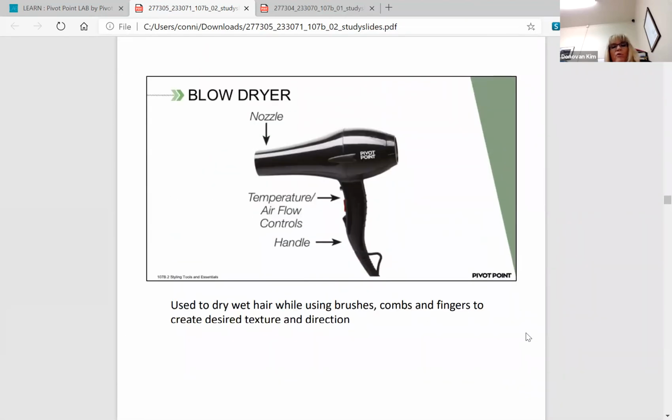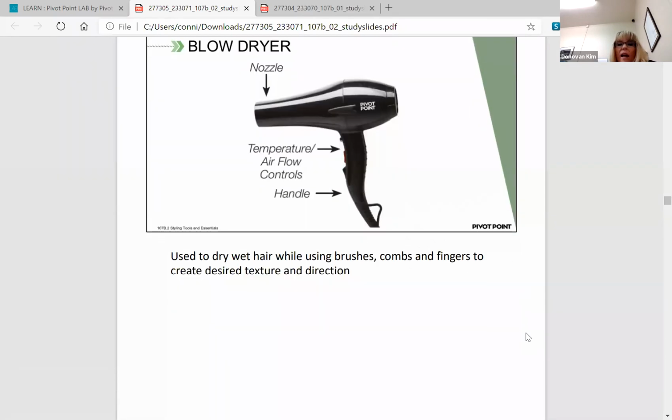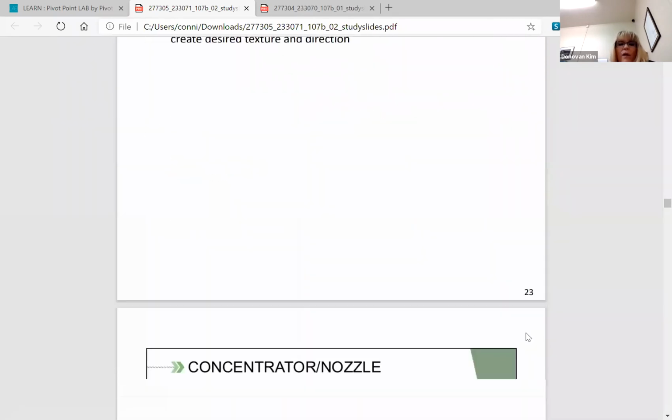So the parts of a blow dryer: you're going to have your nozzle, your temperature and flow controls, your handle, your cord, and just about every blow dryer has that little hanging loop on the bottom. So there are a lot of things that come into play when you're going to be buying an extra one or another one.